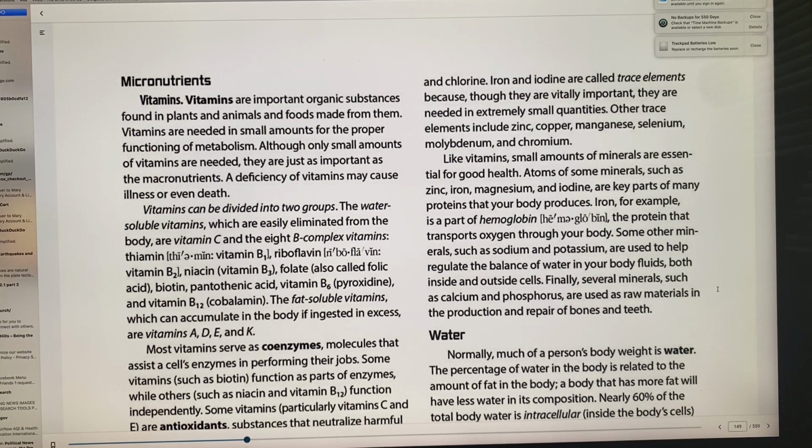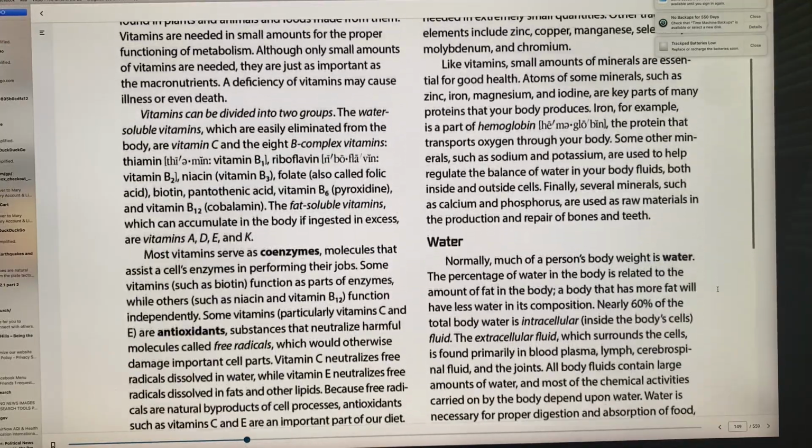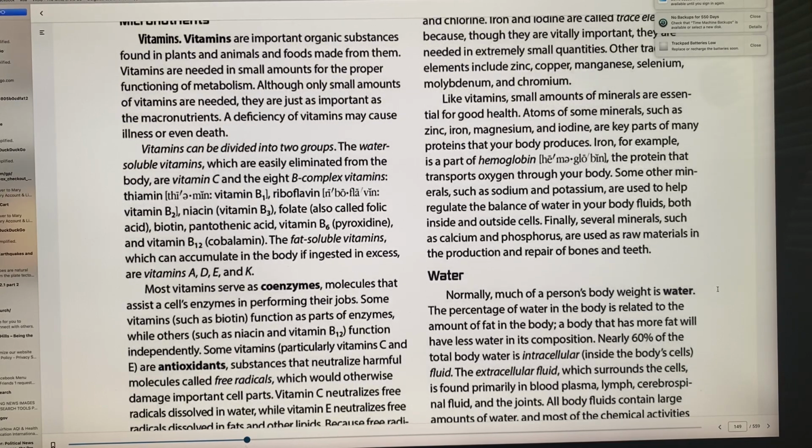If you don't have certain minerals, you don't have enough iron, oh my goodness, your blood's going to be poor in iron, and you're going to be very sickly. And that's a mineral. So let's talk about vitamins first. Let's see down here. Oh, we're almost at the end of this section. Up here. This is where you're in your book.